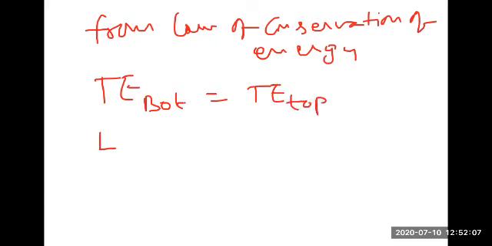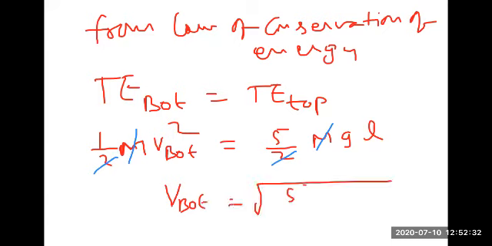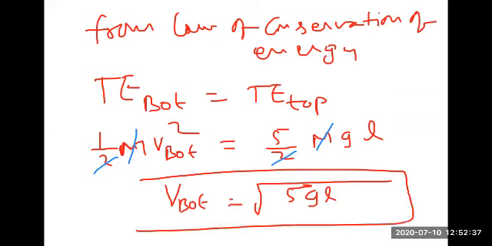Total energy at bottom is half m v bottom square, and total energy at top we got as 5 by 2 mgL. So I can cancel m and m, and 2 and 2. Now what is v bottom? Root 5 gL. Velocity at bottom is root of 5 into g into L. This is the velocity at bottom.